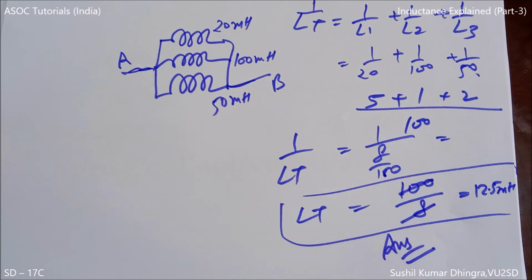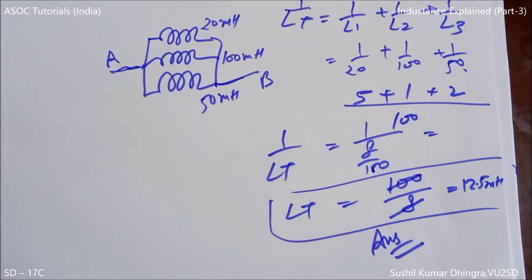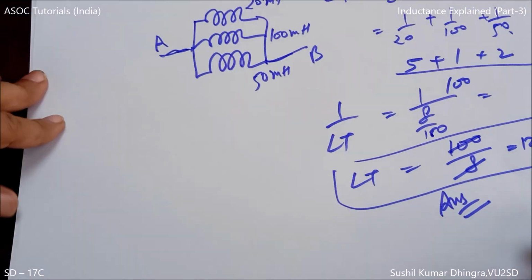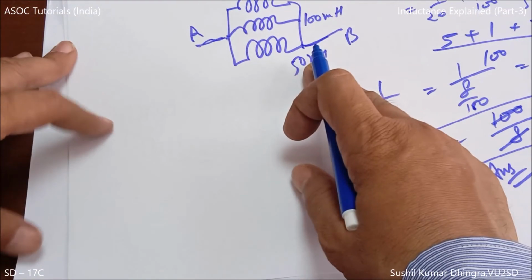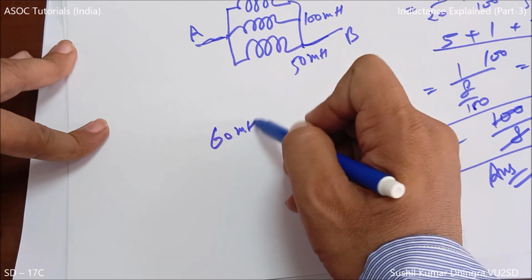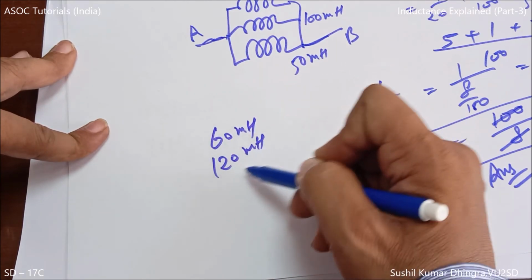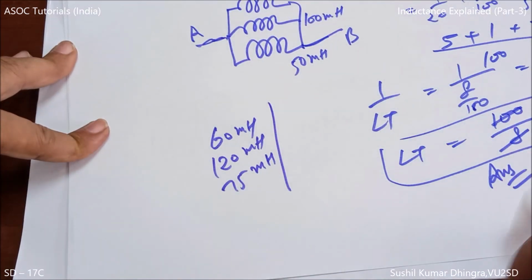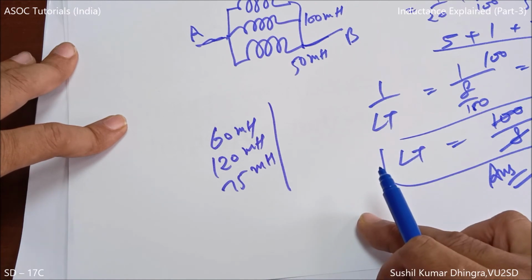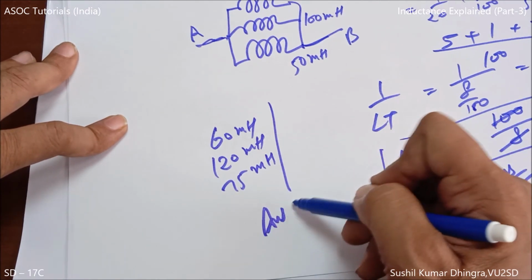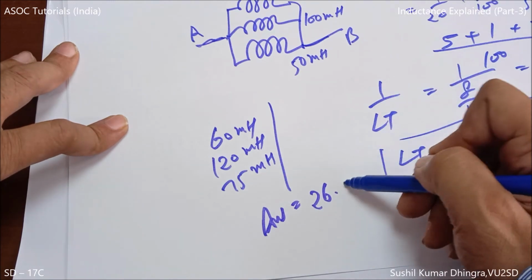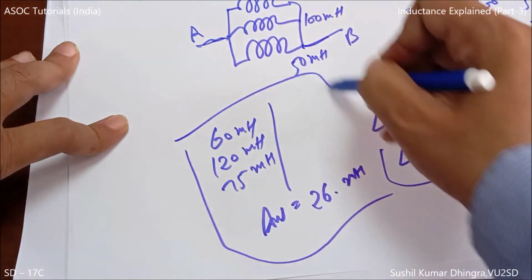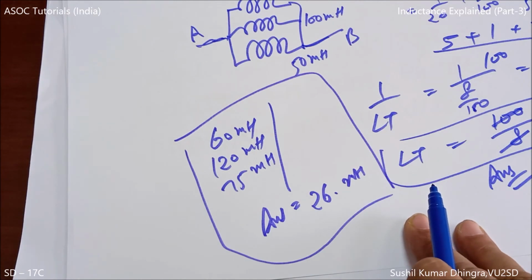I hope this will help you a lot. If you still want more questions, you will find them on the internet or ask your teacher. Otherwise, I can give you a homework. Take the same question with 60 millihenry, 120 millihenry and 75 millihenry. Same numerical, same way, put the values and calculate. I'm telling you the answer in advance. It will be around 26 point something millihenry. If you have a doubt, ask me in the exam, or ask me on the YouTube channel, write it, I will help you. Otherwise, it's very simple. You can solve it.